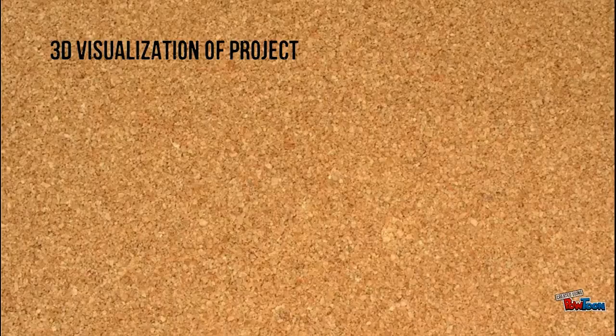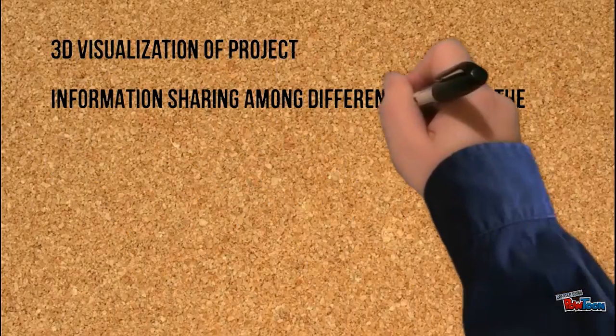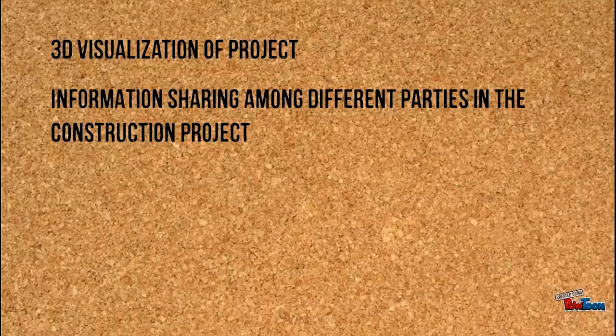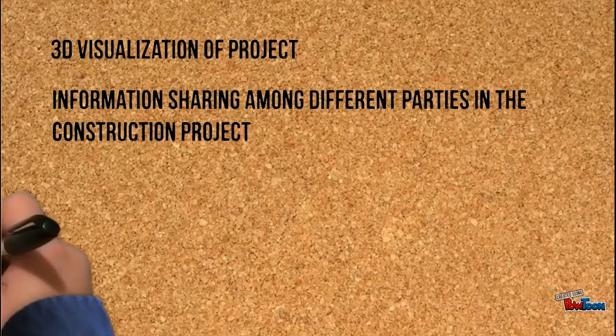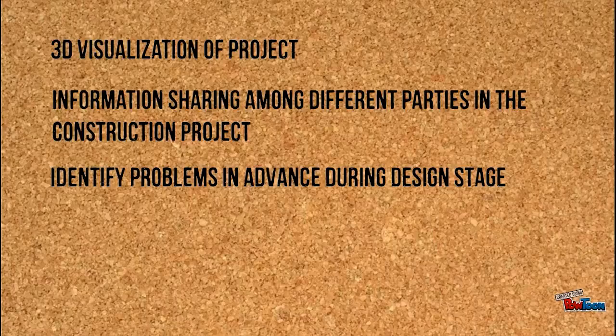Second reason is that BIM enables information sharing among different parties in the project. Once the designer, that is the architect, shares the model to different stakeholders in the construction project, they can then review the models and make comments on it instantly. Another important reason for using BIM is to identify the problem in advance during the design stage.